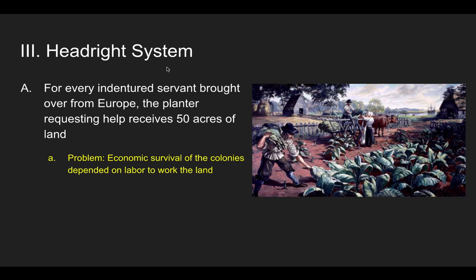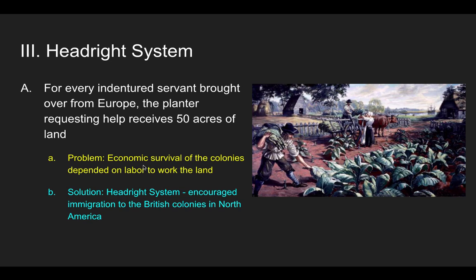So they had developed this headright system to get people to come over. So the problem is you need people there for the economic survival of the colonies. And the solution is this headright system, because it encouraged immigration to the British colonies in North America. It got a system in place where both the master and the laborer somewhat get what they want.